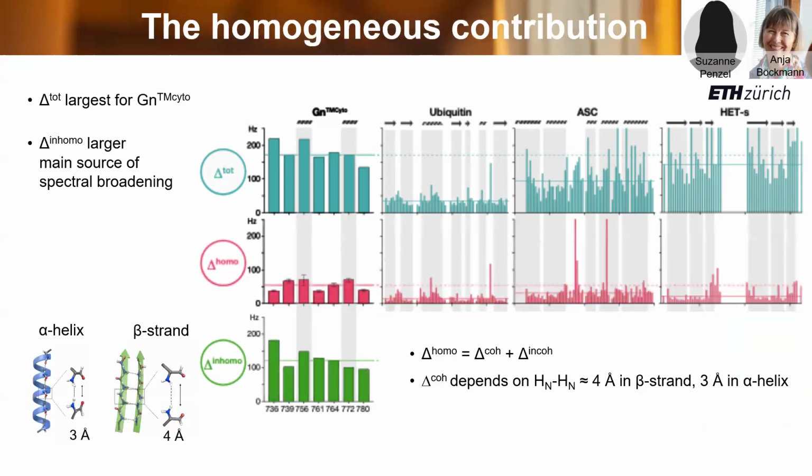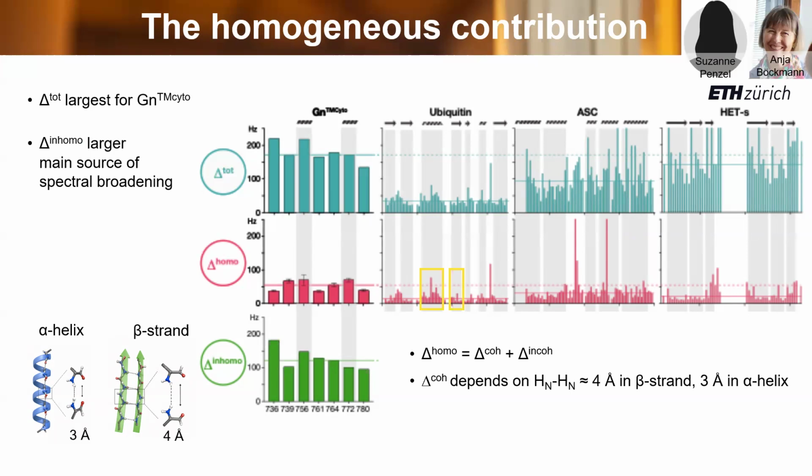And now if we want to go deeper, we can compare the homogeneous contribution, and we see that first, it's 2 to 3 times higher than for our model systems. And you remember this homogeneous line width has 2 contributions, the coherent contribution and the incoherent contribution. And the coherent contribution was coming from the not fully averaged out dipolar couplings between protons. So it depends on the proton distances. And in alpha helices, the distance between amide protons is shorter than in beta strands. So the coherent contribution would be larger for alpha helices.